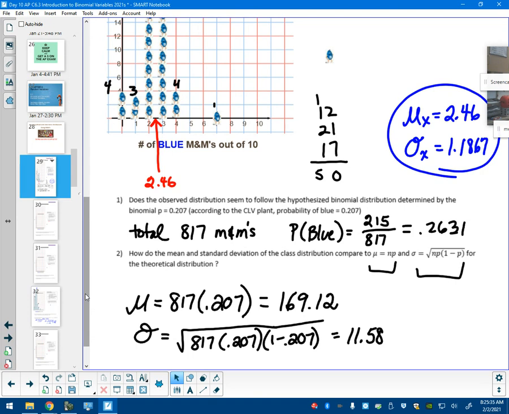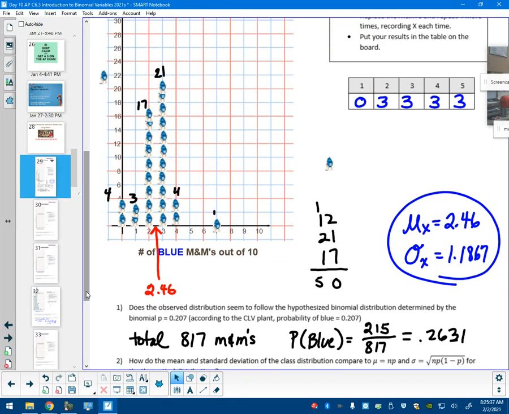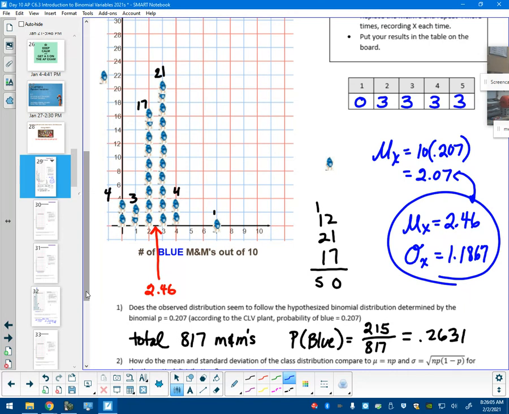But something else we can do with what we calculated, how many did we sample? 10, right? We sampled 10, and 0.207 is what we're supposed to get, and if you multiply that together, we would expect to get about 2, and we got 2.5. So that's not terribly far off. So that's a binomial situation, when you have a fixed number of things you're doing, which is 10, and they're either blue or they're not blue.